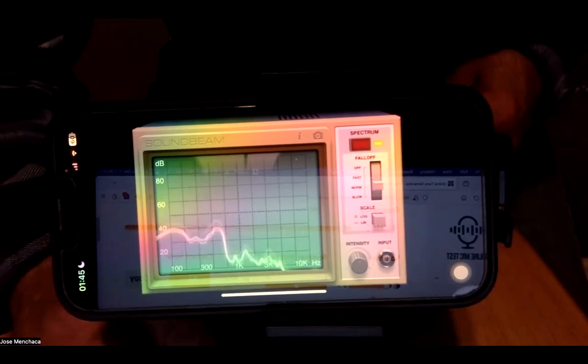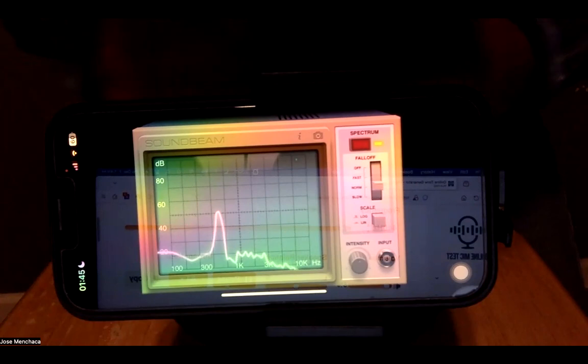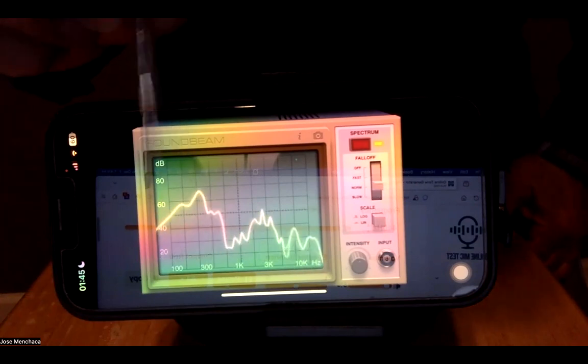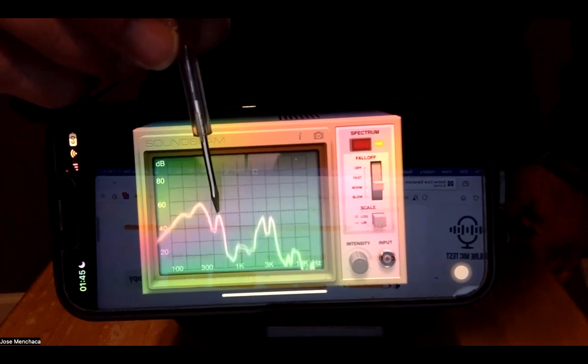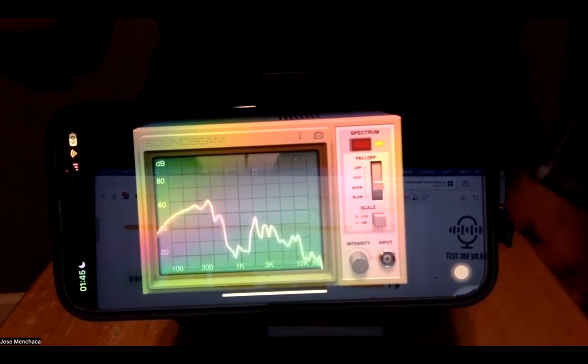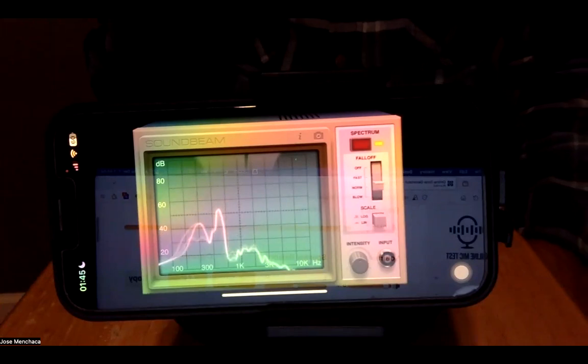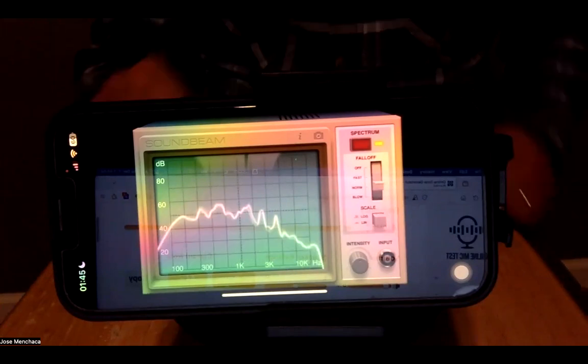Oops, I have to hit play. And you can see right there at 440 is a pure tone, a pure sine tone.